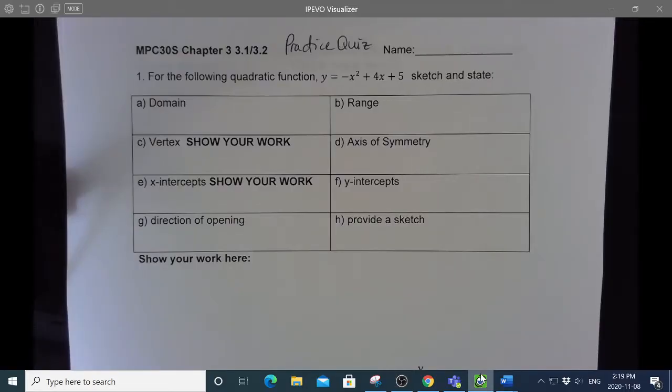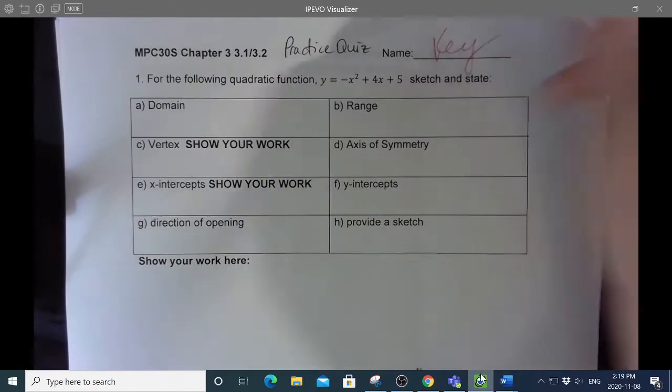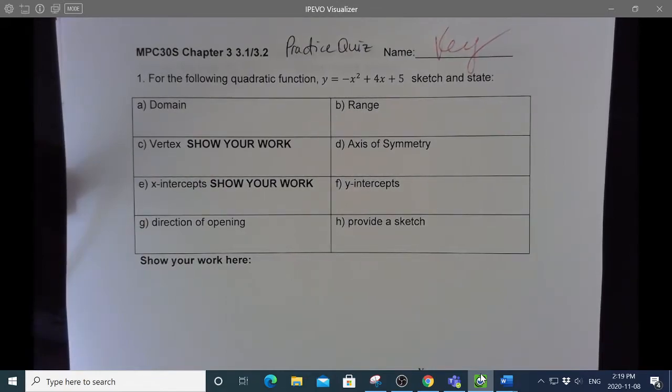Hey there, this is just a video of me making the answer key to the practice quiz I handed out. So, for the following quadratic function, sketch and state the domain, the range, and everything else. And of course we've got some space to work and then some space to graph.